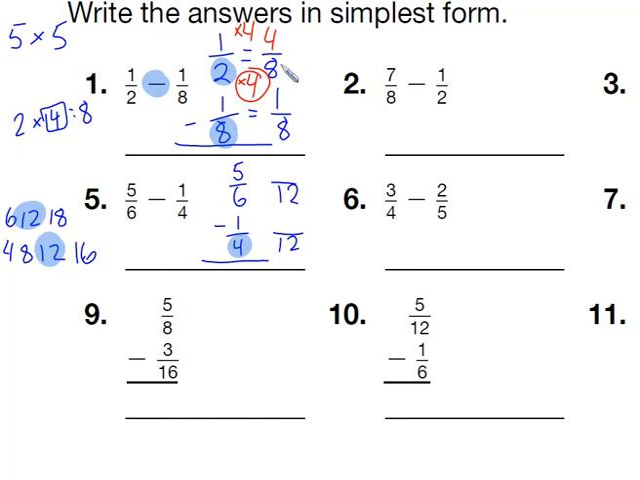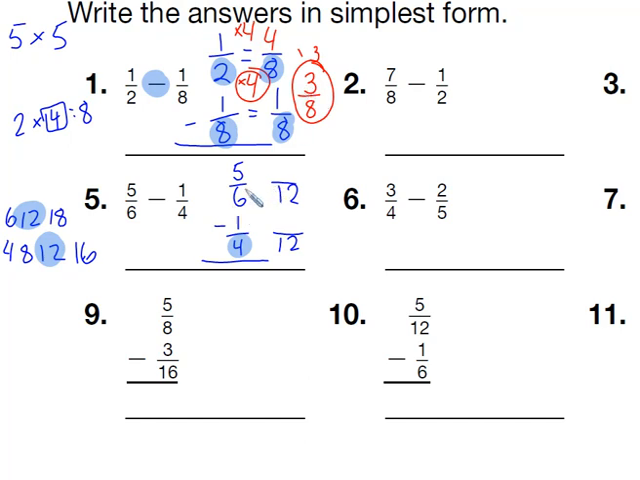Okay? Now that both of these numbers have the same denominators, we can go ahead and subtract them. So 4/8 minus 1/8 equals 3/8. And that is in simplest form because 3 is prime. And what that means is only 1 and 3 are factors of 3. You can only get 3 by multiplying 1 times 3. Okay, so it is prime.